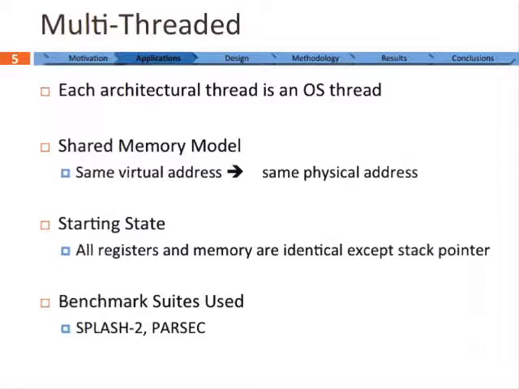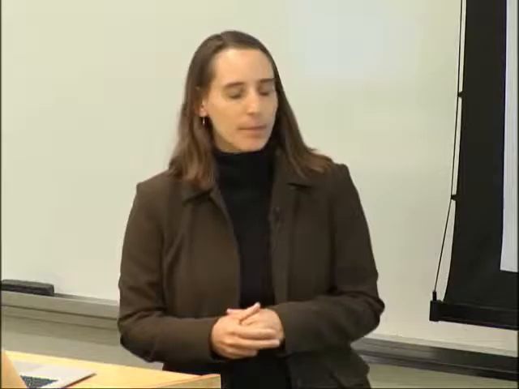Multi-threaded, you're probably all aware of, but I want to go through the characteristics because it helps to distinguish what these three paradigms are that we're looking at. Each architectural thread is actually an OS thread, and it shares memory. The different threads share the same virtual memory, so the same virtual address goes to the same physical address, no matter what thread requests it. The starting state is all the same, the registers and memory, except for, say, the stack pointer. And we used Splash 2 and Parsec as benchmarks.